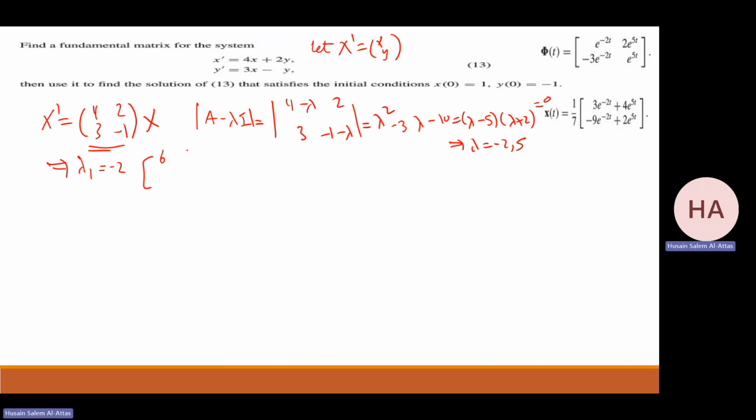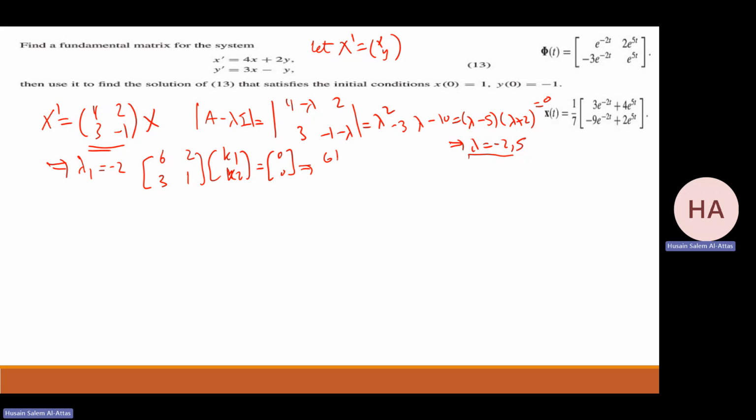I have 6 and 2, 3 minus plus 2, that is 1, times k1. You know, we need to find eigenvalues and eigenvectors. I think we know it. By the way, this is real and this thing is so easy to do.